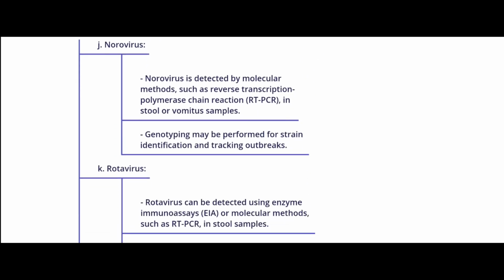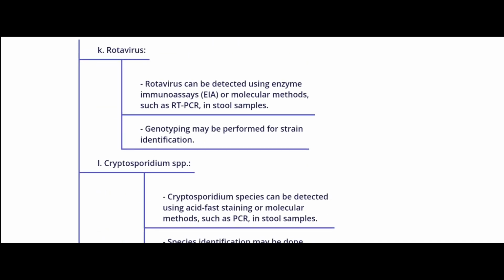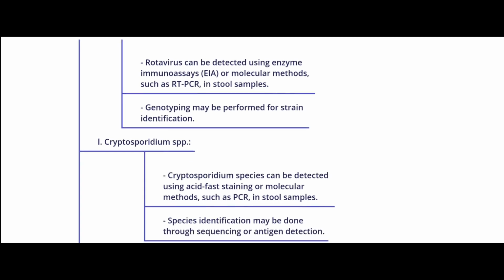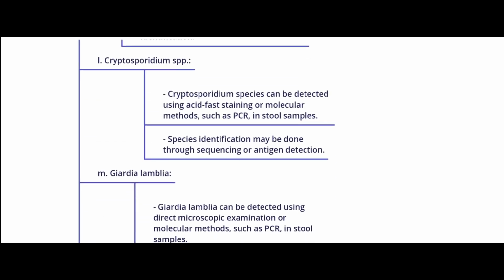Norovirus is detected by RT-PCR, and it is important, especially in outbreaks among kids. It is part of the panel of almost all countries. Rotavirus is the same, detected by immunoassays or PCR, and genotyping can be performed in outbreaks, but usually it is just part of the panel. Cryptosporidium matters for HIV patients, and PCR is now the most important method.